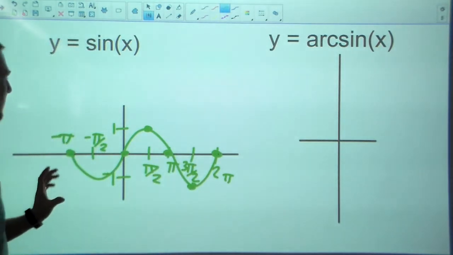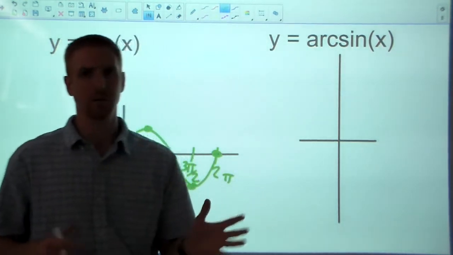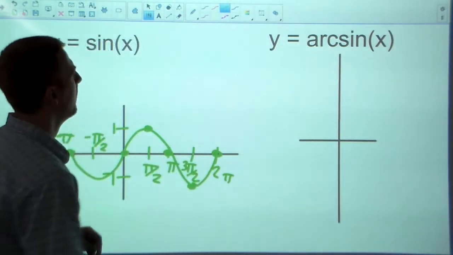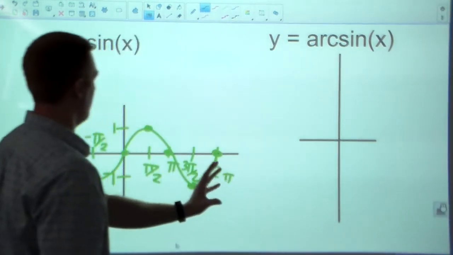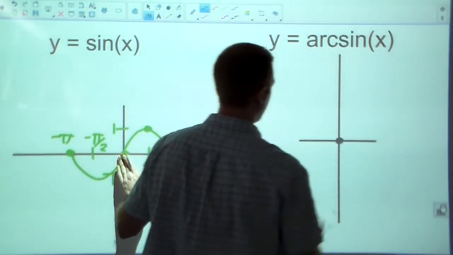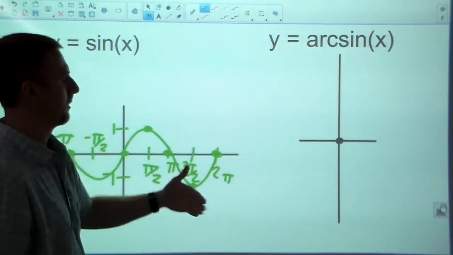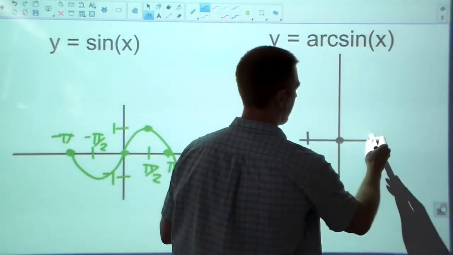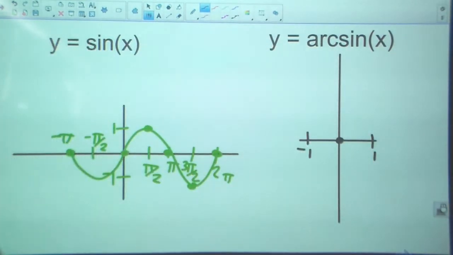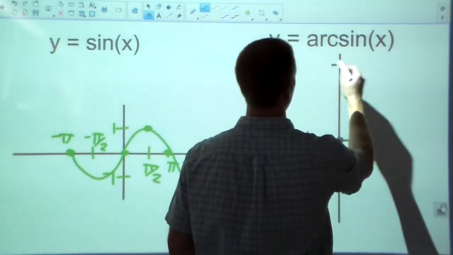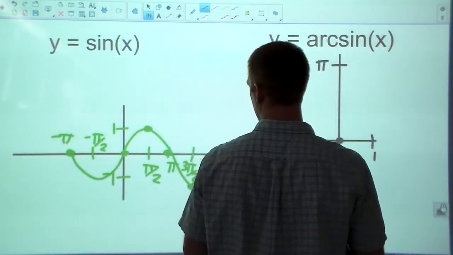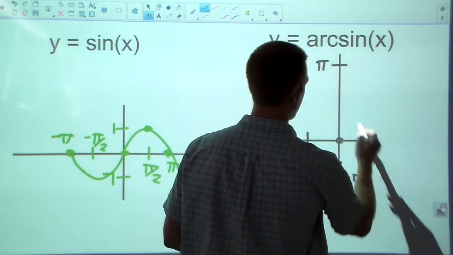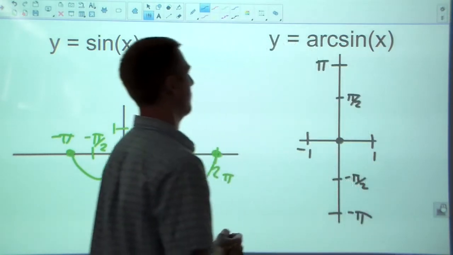So I'm just going to take this as is and translate it over here. And hopefully, pretty clearly, you can see that it's not going to pass the vertical line test. And then we'll talk about trimming it down. All right, well, let's see. We've got 0, 0. Now, the angles will be on the y-axis, and the 1 and -1 will be on the x-axis, because in an inverse, we switch the x and y. So let me go up to pi, and let me go to negative pi down here. So positive pi over 2. We can fill in some other stuff if we need to.